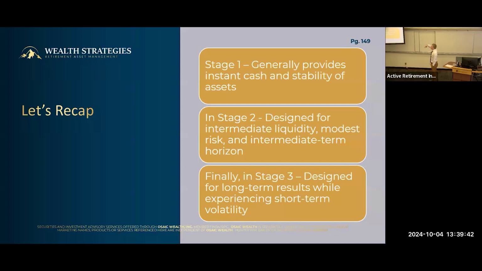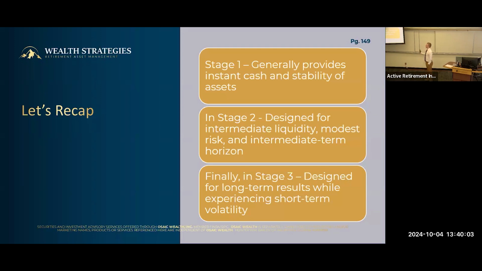Stage two, designed for intermediate liquidity. Yes, you could get there if you needed to, but you understand that you're taking on a little bit of risk and you might feel a little bit of loss when you go to sell. You have an intermediate term horizon. You have a little bit of time that you want to commit to. You want to allow the returns to average out and give us those returns to really build our portfolio a little bit.